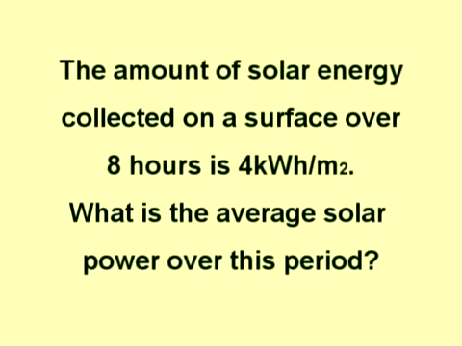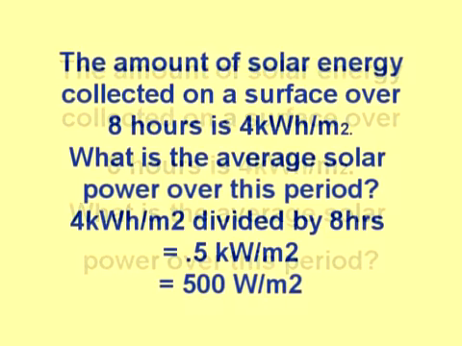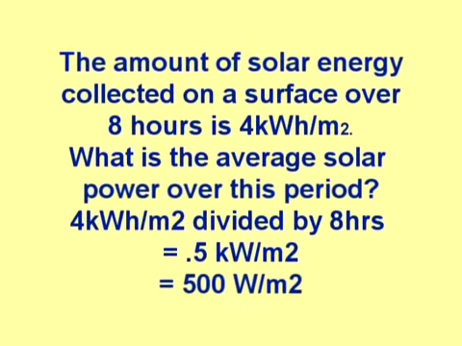The amount of solar energy collected on a surface over 8 hours is 4 kilowatt hours per meter squared. What is the average solar power over this period? 4 kilowatt hours per meter squared divided by 8 hours equals 0.5 kilowatts per meter squared. To get the answer in watts, multiply 0.5 times 1,000, since there are 1,000 watts in a kilowatt, and the answer is 500 watts per meter squared.